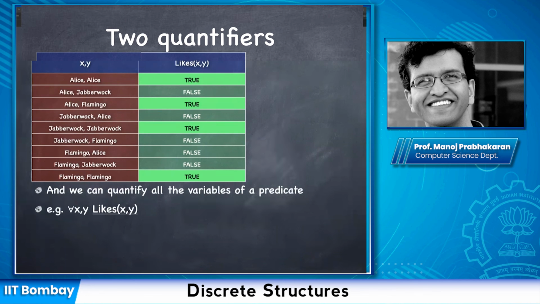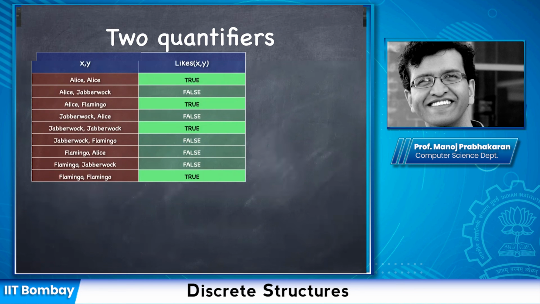Well, is it true? This is claiming that every entry here should have been true, but it's not. So everyone likes everyone is a false claim. Okay, false proposition. All right, here is another proposition. For all x, there exists some y such that x likes y.